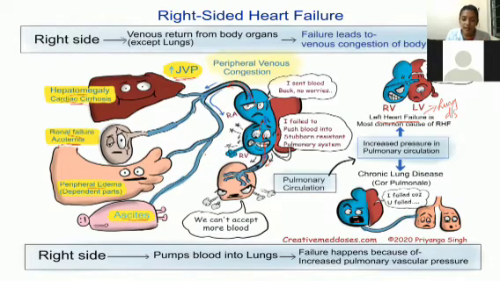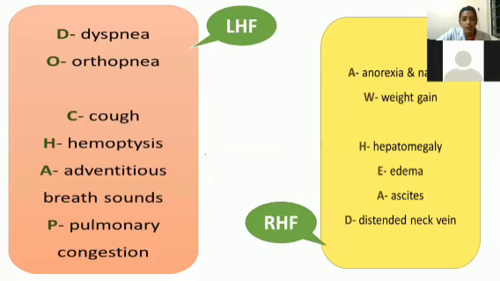So in right heart failure and left heart failure, the symptoms vary. The reason also I discussed. So here you can see some mnemonics. DO CHAP is the mnemonic for symptoms of left heart failure. So these are about the pulmonary manifestations.